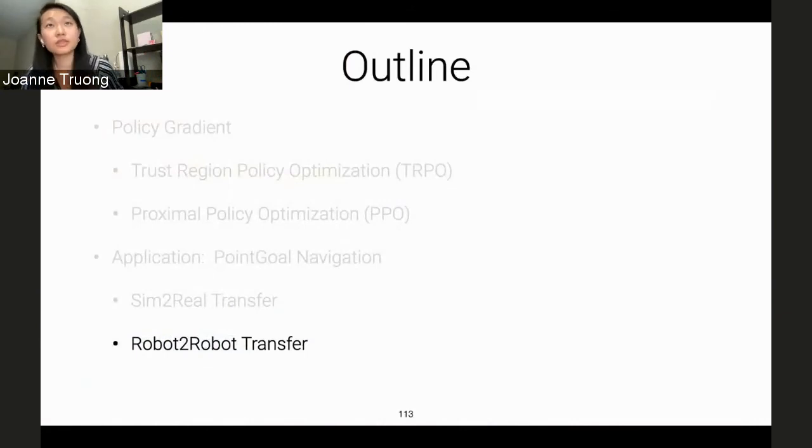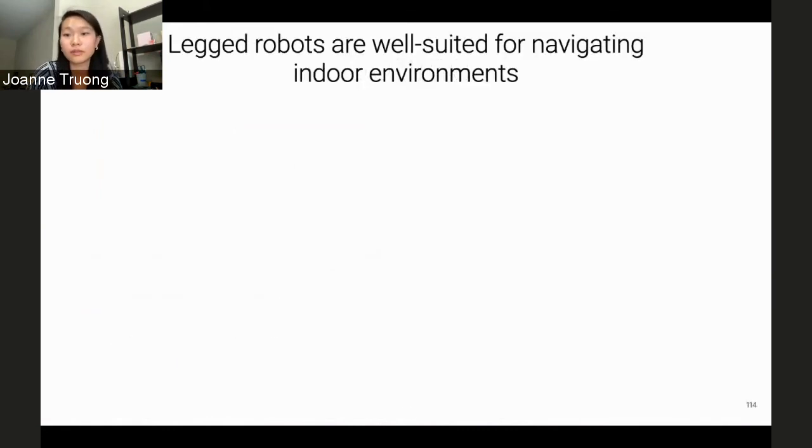Yeah, so now I'll transition into the last portion of this talk or lecture. So this is robot-to-robot transfer, and this is work that I've been doing recently. I was interested in looking at being able to train policies for multiple different legged robots.